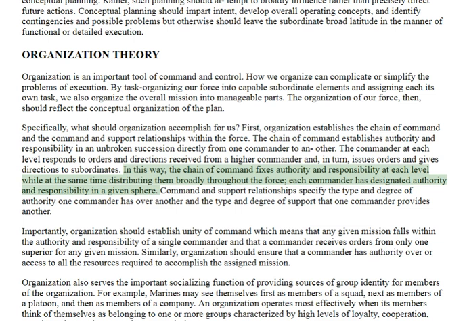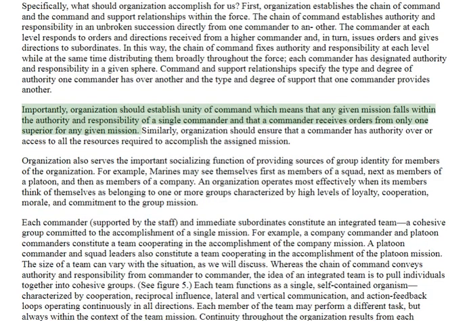Each commander has designated authority and responsibility in a given sphere. Command and support relationships specify the type and degree of authority one commander has over another and the type and degree of support that one commander provides another. Importantly, organization should establish unity of command, which means that any given mission falls within the authority and responsibility of a single commander and that a commander receives orders from only one superior for any given mission.